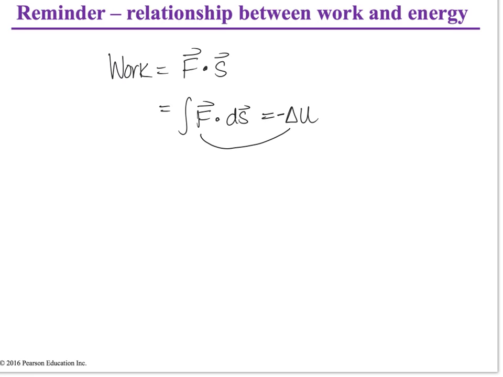Now, it's important to understand that in this relationship, the force and the potential energy are linked. That is, the potential energy that we're talking about, which is going down or decreasing as the work is done, is the potential energy that is associated with this force that's doing the work. Examples that we did last semester.